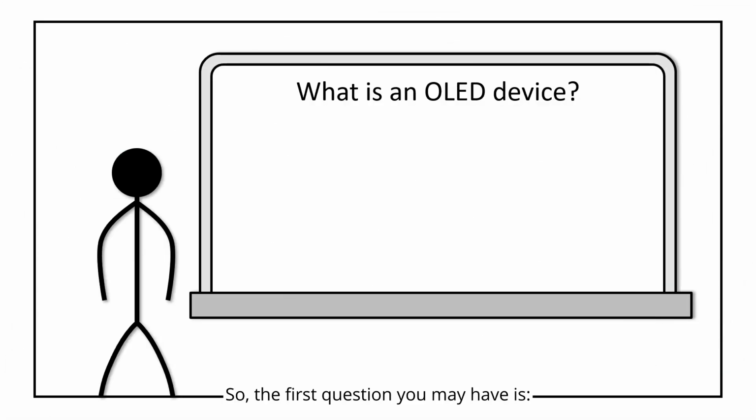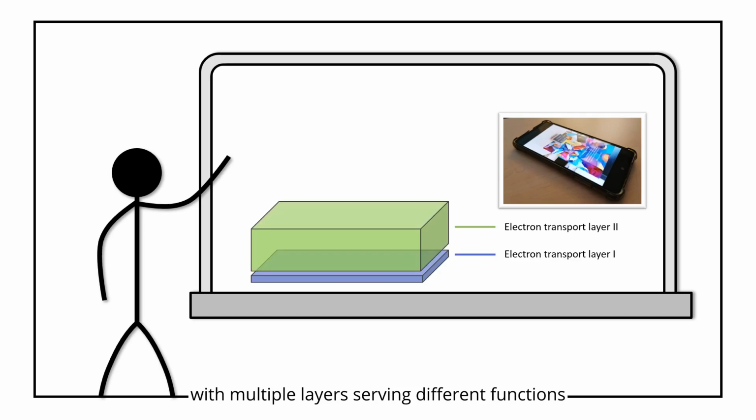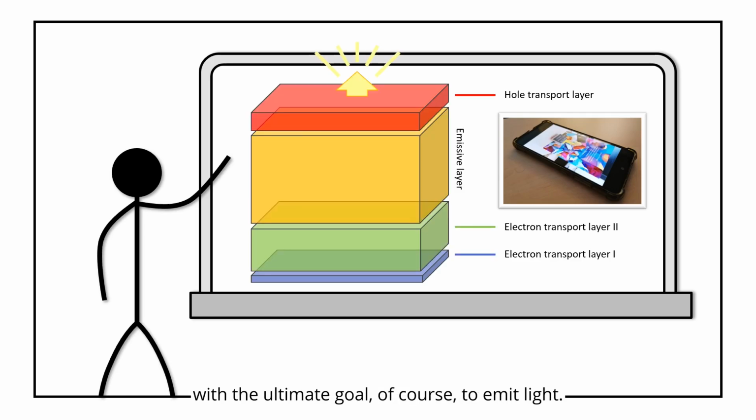So the first question you may have is, okay, but what's an OLED device? And probably you may have one lying quite close by, namely the display of your phone, which zooming in is a quite complex structure with multiple layers having different functions, with the ultimate goal of course to emit light.